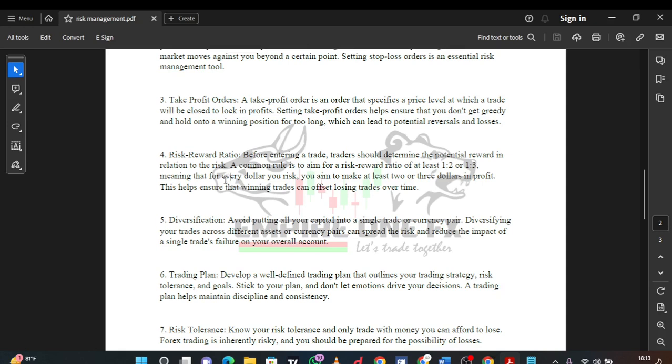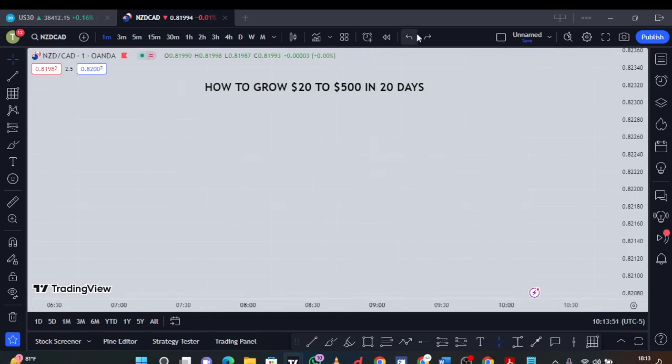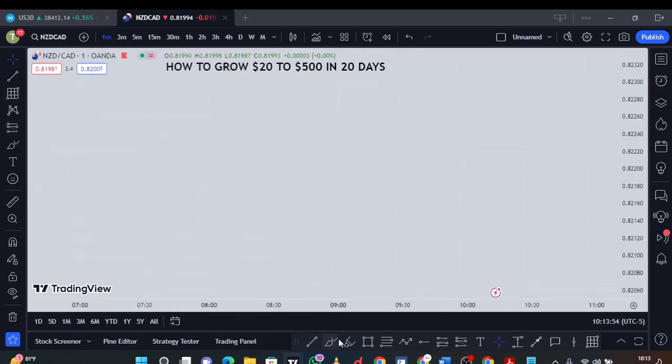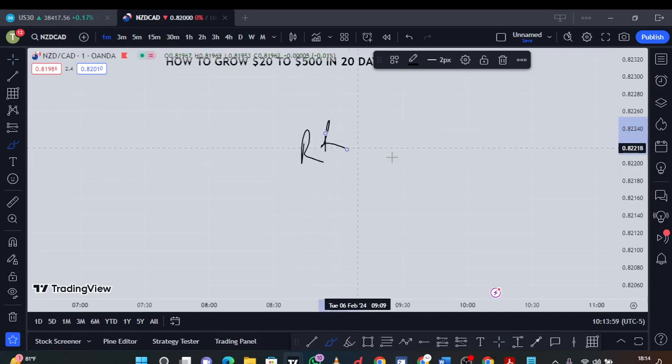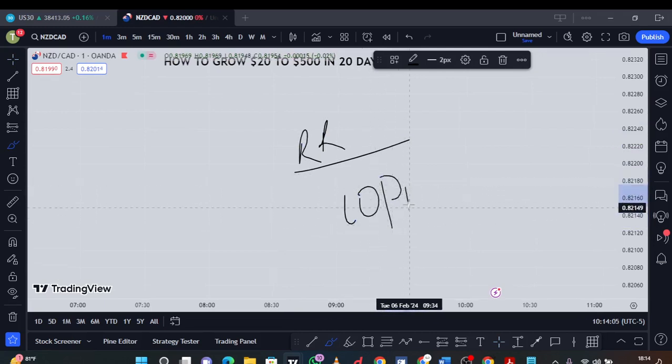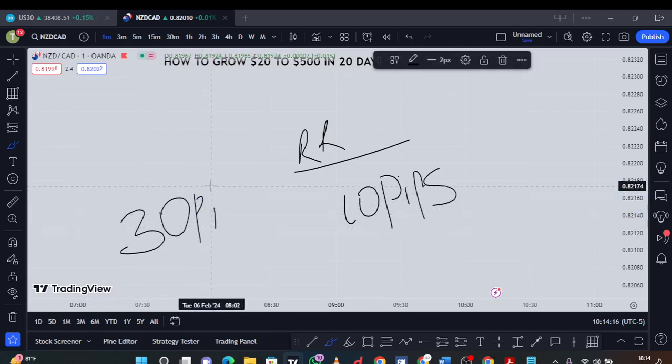We are risking 10 pips as our stop loss altogether. Let me first clean this out. Our risk to reward: we are risking 10 pips in the market, and we are winning 30 pips. Okay, so 30 pips according to our lot size, because we are going to start the first week.